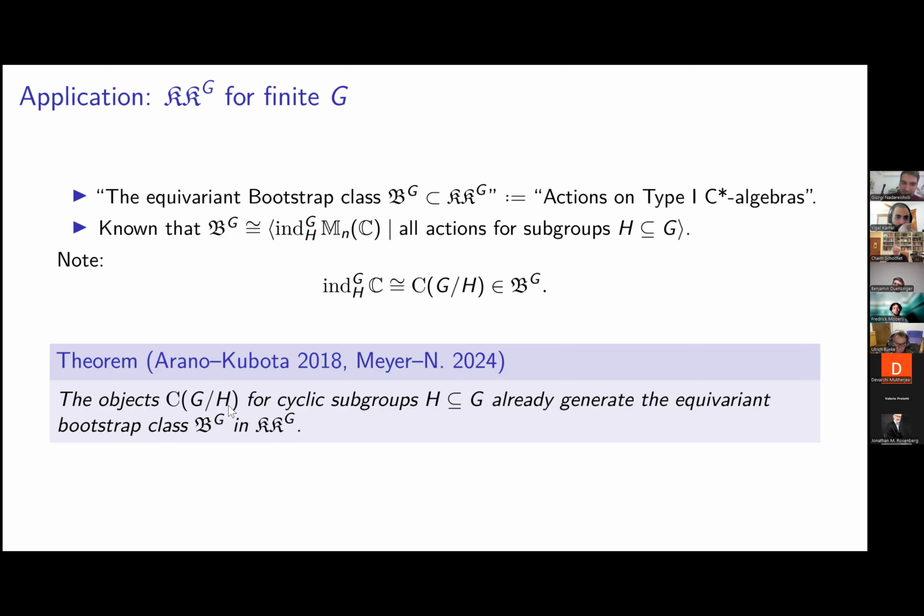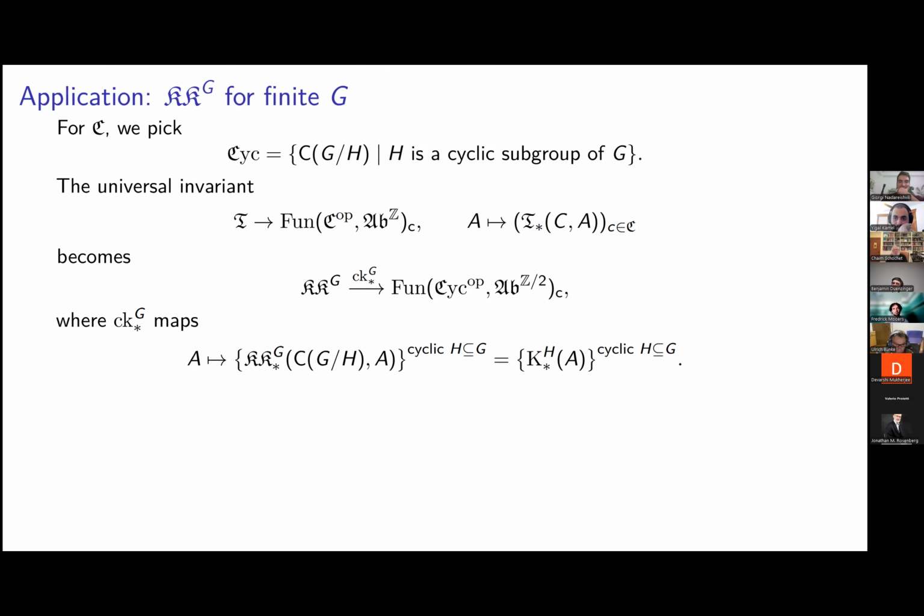Rather, I can only take much simpler generators, which are continuous functions on G mod H, and then even not all subgroups, but the cyclic subgroups are sufficient, which are very nice in some sense. And so now I do what I said. Now I will construct the universal invariant exactly for this class.